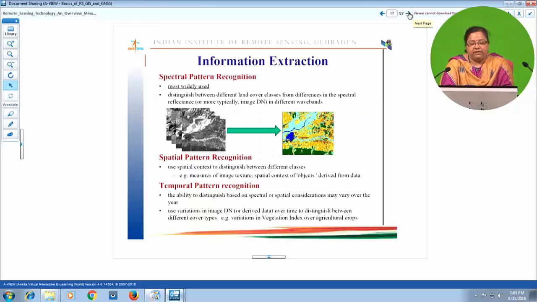The information can be extracted using visual interpretation techniques, using various elements of interpretation, or it can be extracted digitally using various pattern recognition techniques. The most commonly used pattern recognition technique is spectral pattern recognition, which uses the spectral signature of different land cover objects to classify remote sensing data into different classes or themes. Then temporal pattern recognition is also possible, where we can use the data for more than one date and extract the temporal information out of the remote sensing data.